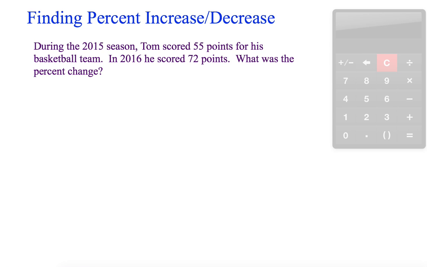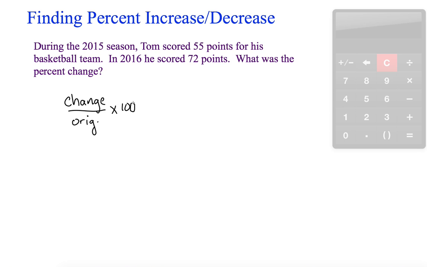All right, in this video, we are going to find the percent increase or decrease. Now, when you're finding percent increase or decrease, you're doing the same exact thing, so it doesn't really matter whether it's an increase or decrease. We're going to follow a pretty simple formula: we're going to take the change, and we're going to divide that by the original, and we're going to then multiply that by 100.